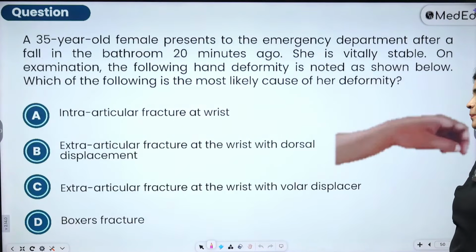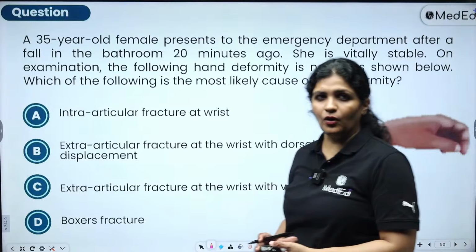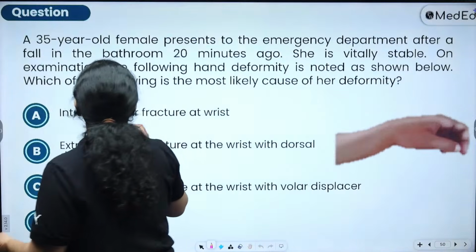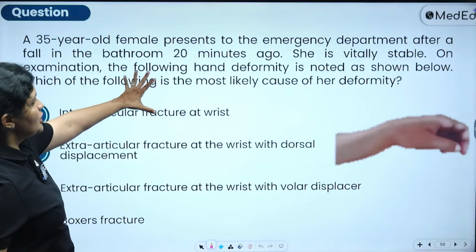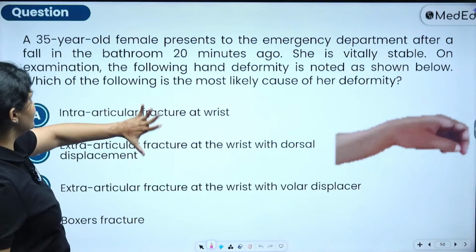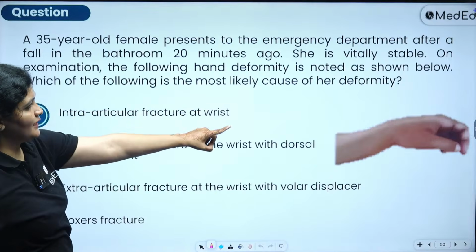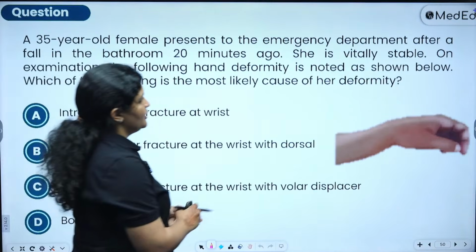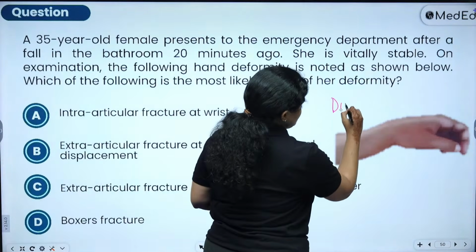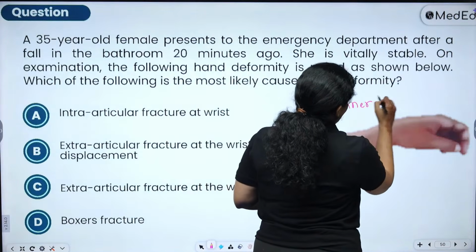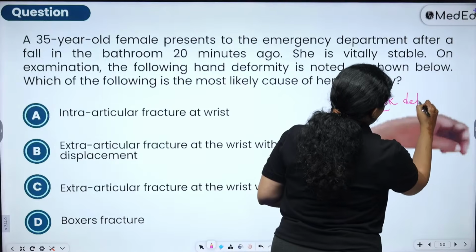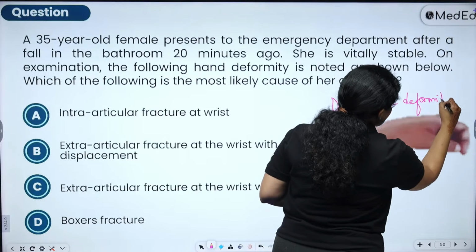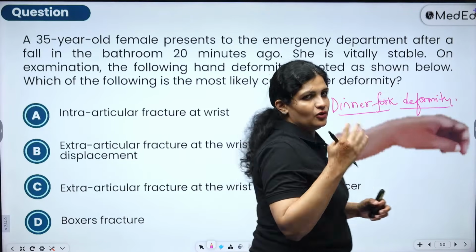Yes, next. This is very important and I hope you will all answer it. A 35-year-old female presents to the emergency after a fall in the bathroom 20 minutes ago. She is vitally stable. On examination, you see this hand deformity, and I'll tell you this is the dinner fork deformity seen in the image. If the image is not clear, I'm telling you that this is the dinner fork deformity.